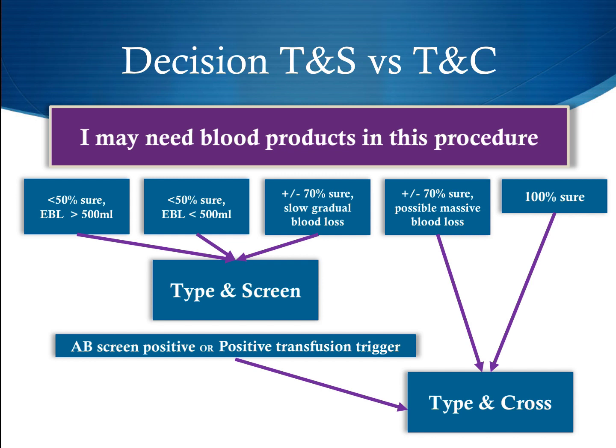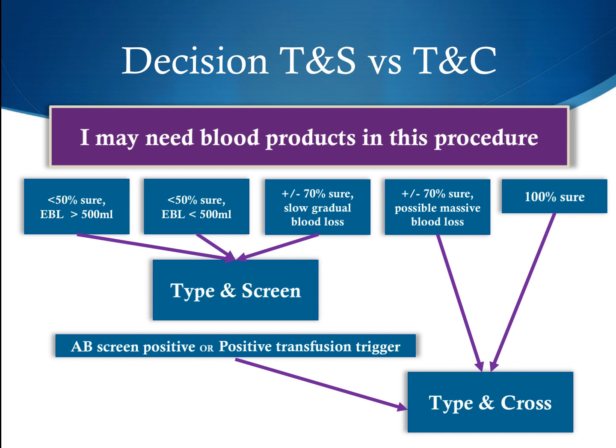So I like to summarize this and strategize the decision between when I need a type and screen and when I upgrade to a type and cross. First, I ask myself, do I need blood products in this procedure? This is based on my starting hemoglobin level and my estimated blood loss. Okay. So if I'm 100% sure this patient will need blood component therapy, you have already answered your question. You will proceed to type and cross.